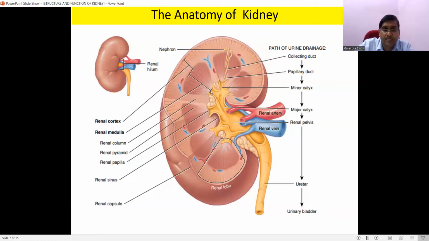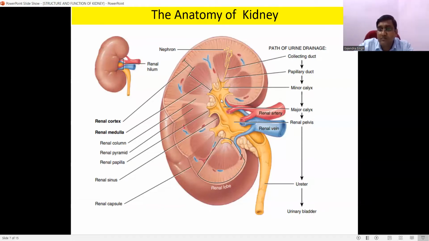This is the apex and this is the base, and adjacent to this apex of the pyramid, there is a cup-like region or cup-like structure, which is known as the minor calyx. This is the minor calyx, and different minor calyces unite to form the major calyx, and different major calyces unite to form a large cavity which is known as the renal pelvis.